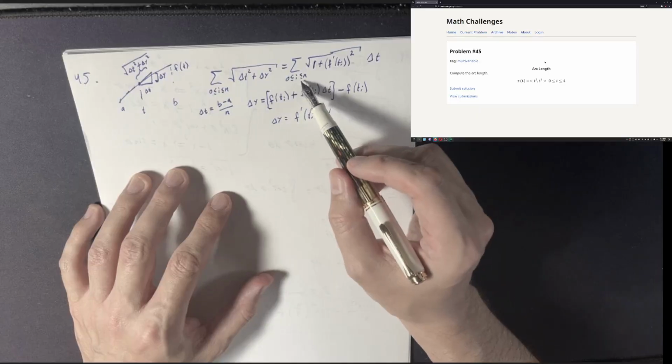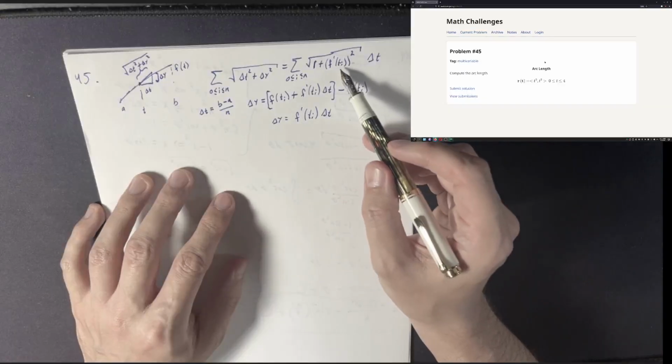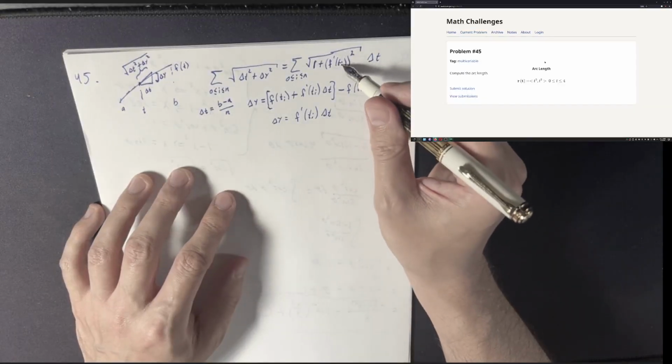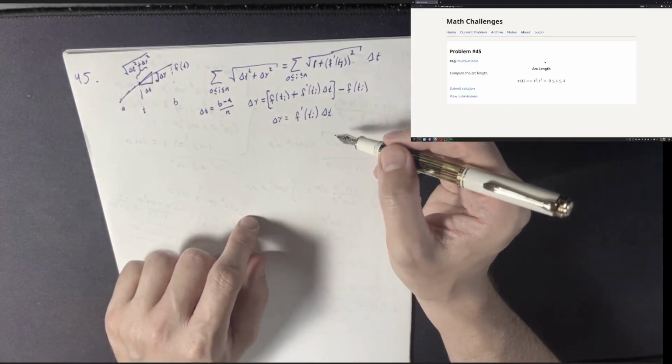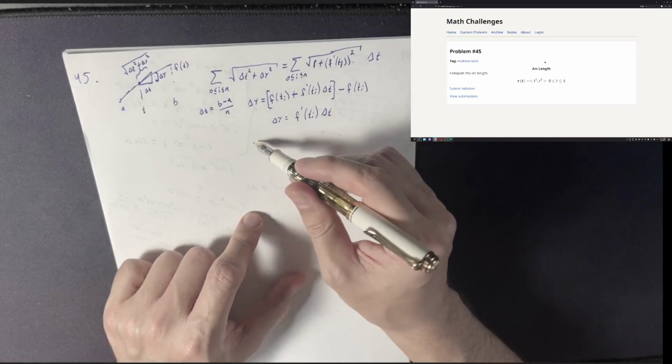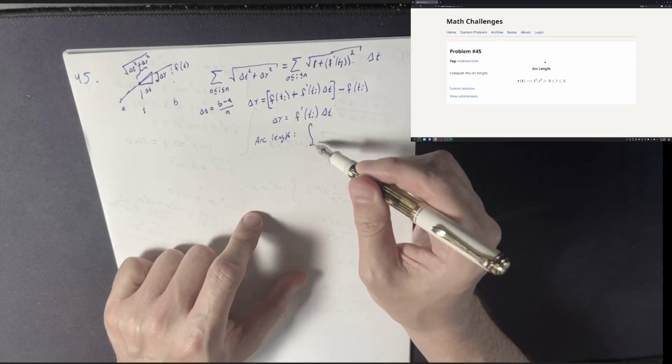Now you take the limit as n goes to infinity, so this becomes a dt, and this becomes just a continuous variable instead of your discrete set that we were sampling on. So in one variable, you'd get something like this.